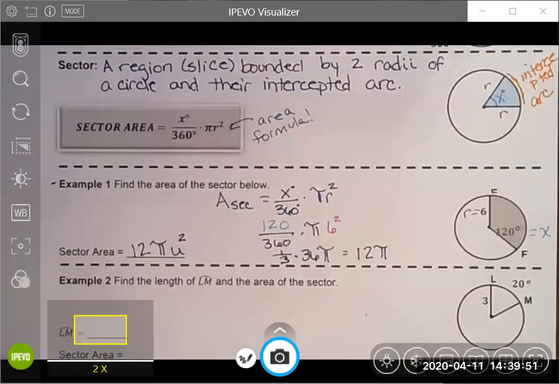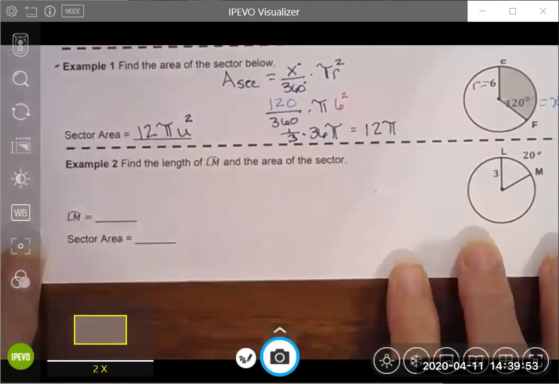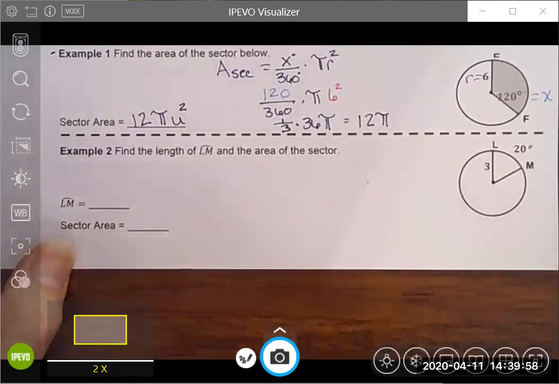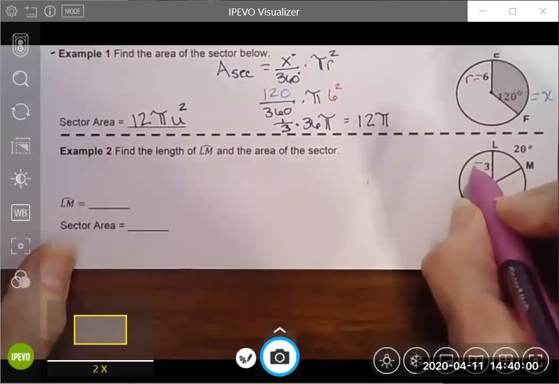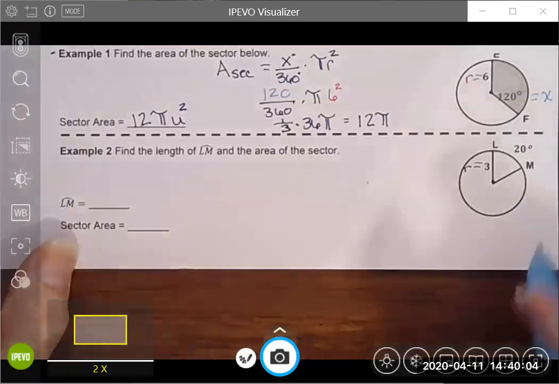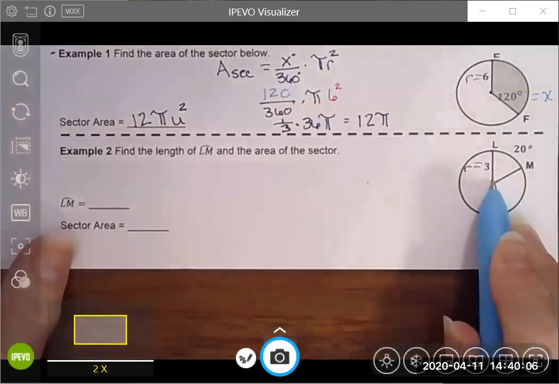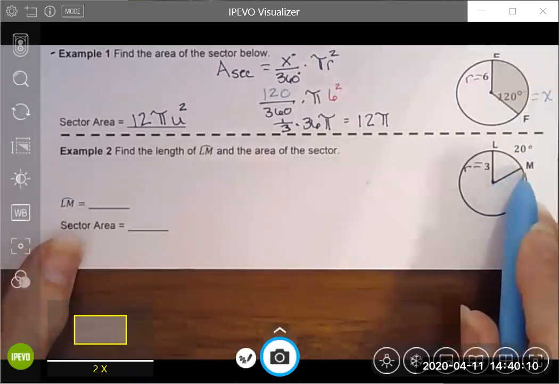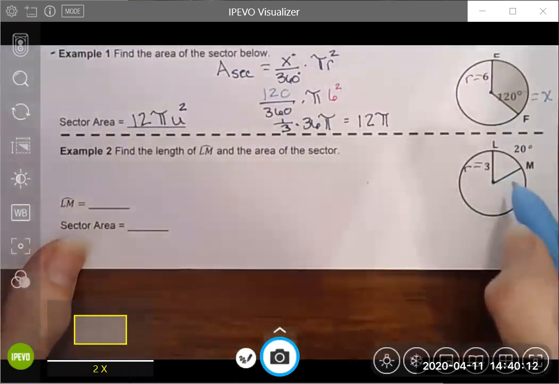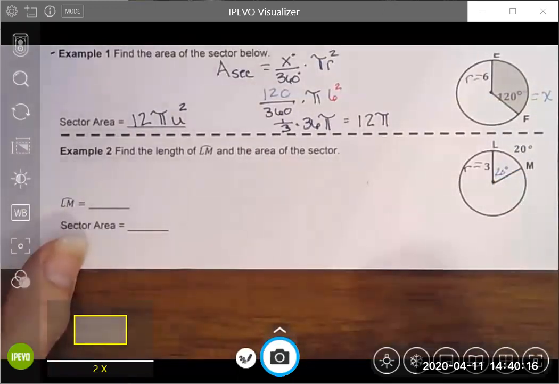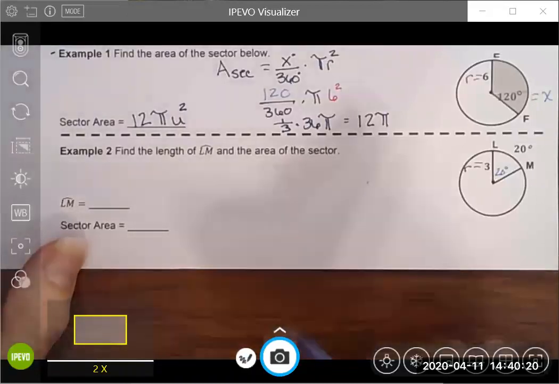Let's start with example 2. Again, this is a fairly straightforward problem. It's good practice. First thing I'm going to do is label my radius because a lot of the information I need is already in my circle. For this one, I'm not given the central angle, but I can remember that a central angle and its intercepted arc are congruent. So this central angle is actually 20 degrees also. That gives me everything I need to find the area of this sector.